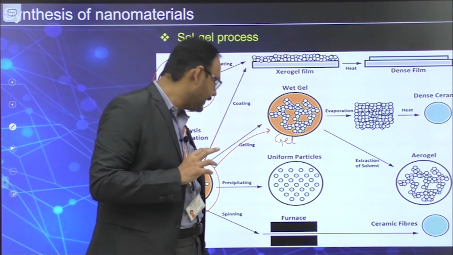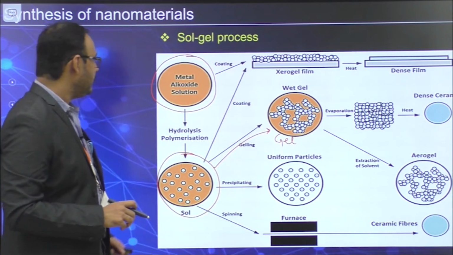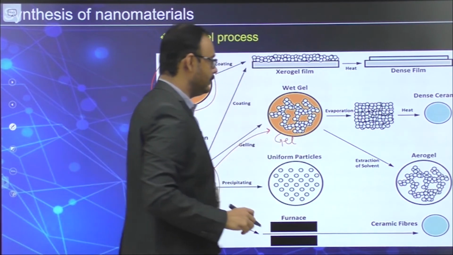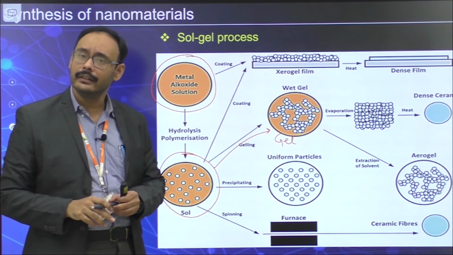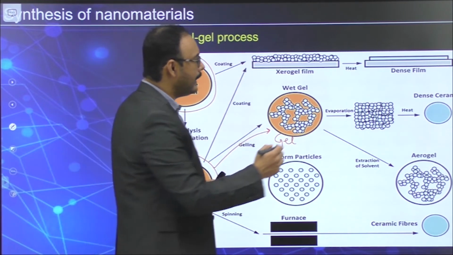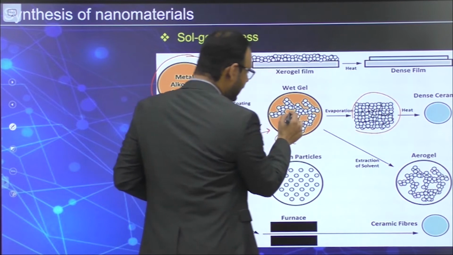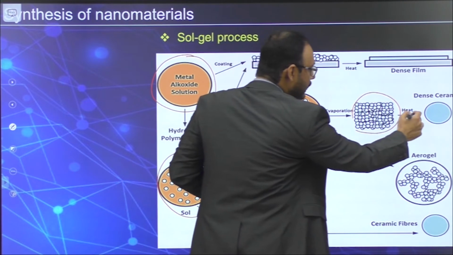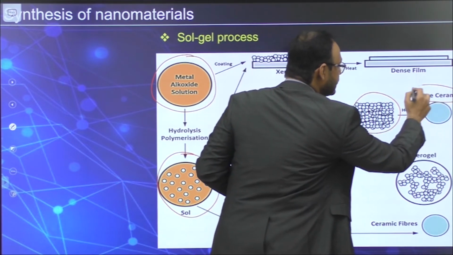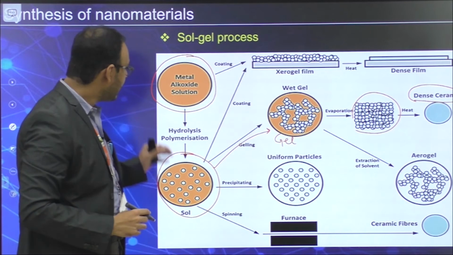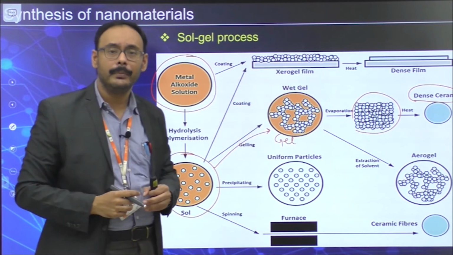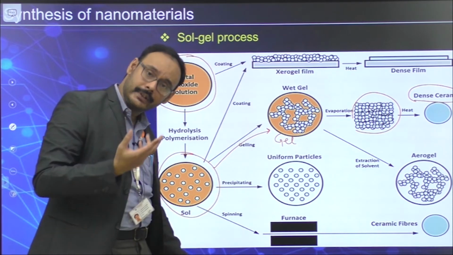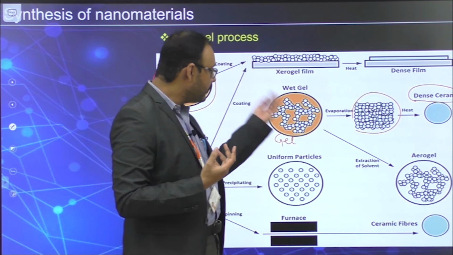Now there are two things that you can do. Let's say this one you evaporate. Once you evaporate, what is it going to give you? It's going to give you a very dense structure, because you are taking the solvent out. If you heat it further, it's going to give you a dense ceramic. Taking silica as a model example, it's going to give you a ceramic structure. Now this is the evaporation, which means you are removing the solvent.